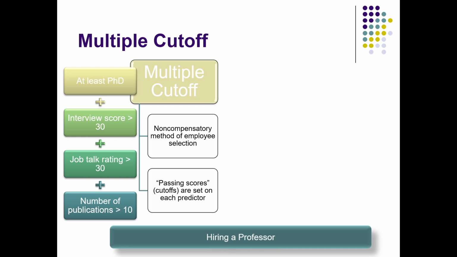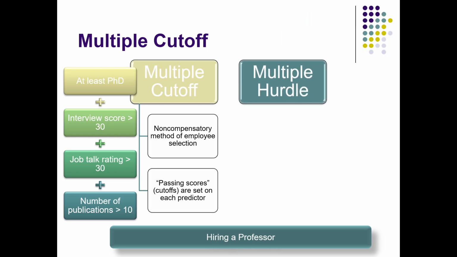So usually with the multiple cutoff method, all of these are equally weighted. We go through the process with each candidate. Each candidate has the chance to be interviewed and to give the job talk, right? Everybody has that opportunity, and they all get the score, and they get cut off if any of those scores are below the level. The multiple hurdle is very similar.